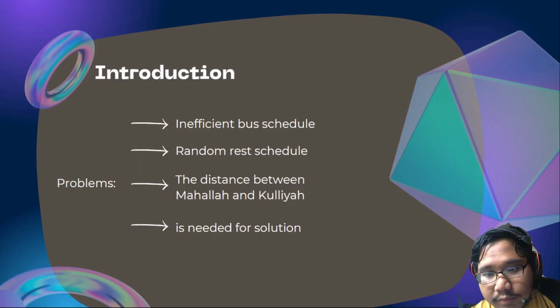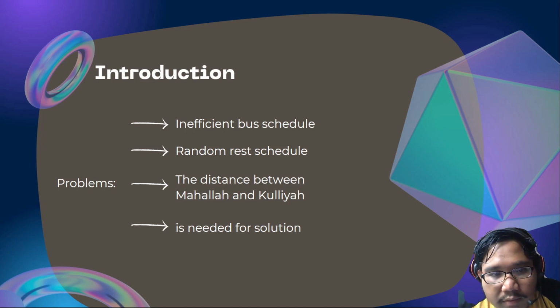Okay, first of all, we move on to the introduction. We have identified the problems and the need for the project. First of all, we have the inefficient bus schedule. As we can always see, the shuttle bus often comes late or comes early within the allocated schedule time, which can make students miss the bus and be late to class. As we know, the distance between Mahallah and Kulliyyah is quite far, so students will need to take public transport or any other alternative to go to the Kulliyyah.